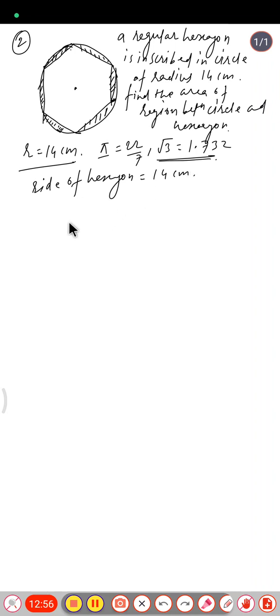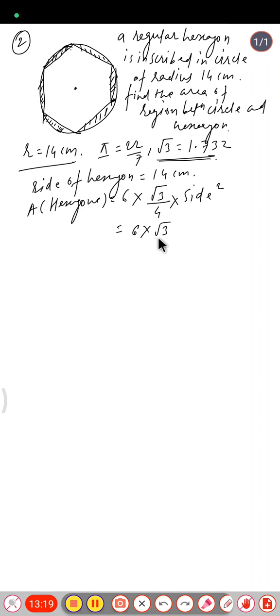So the side of the hexagon is equal to the radius, 14 centimeter given. Therefore the area of hexagon is 6 into root 3 upon 4 into side square. This is the formula to find the area of the hexagon. As we know, 6 into root 3 upon 4, and the side is 14 centimeter, so we write 14 and 14 again.